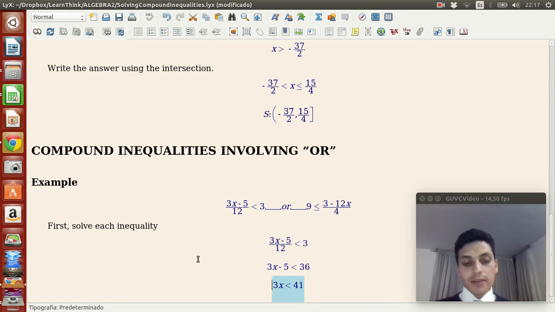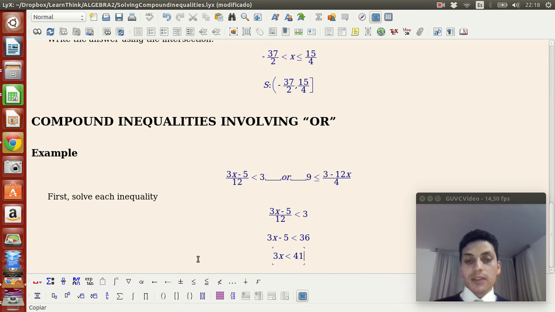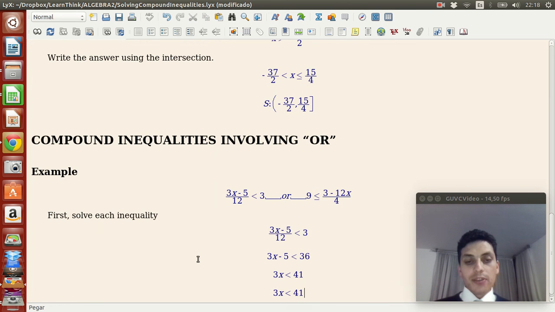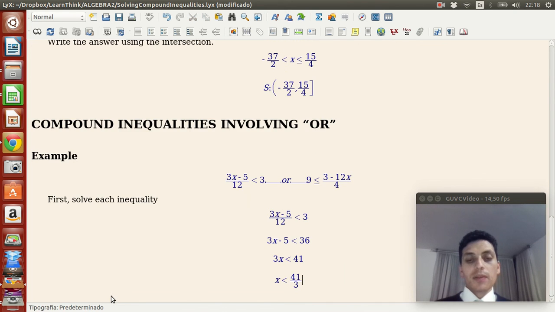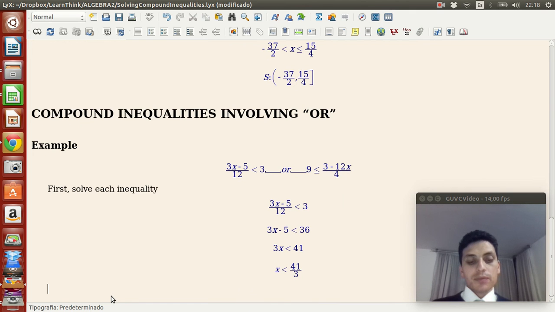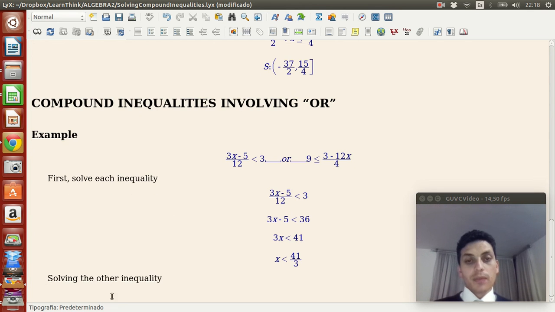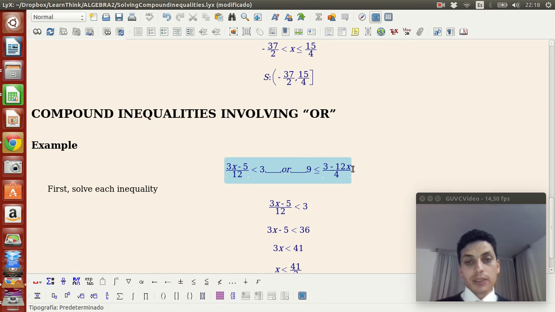And finally, divide by 3. It's a positive 3, so we don't have to change the direction of the symbol. Just 41 divided by 3. That's the first part. Now let's solve the other inequality.